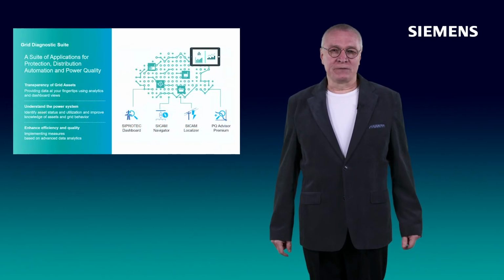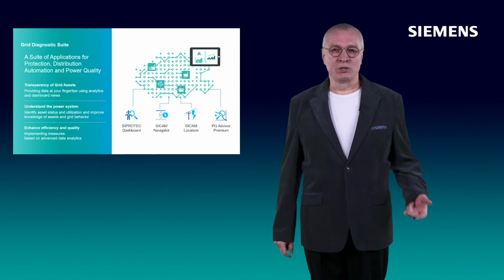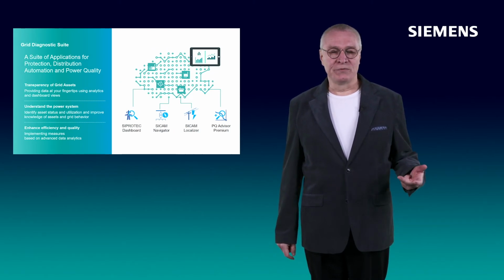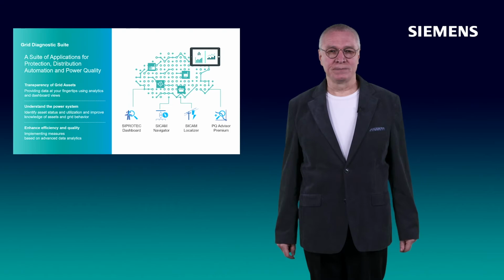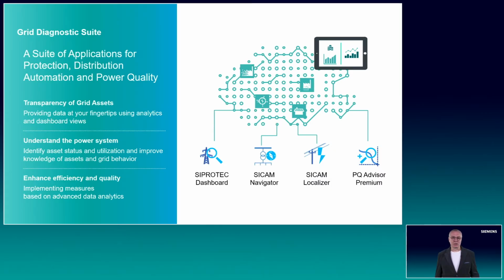There are a lot of off-the-shelf applications available, which are designed to run on cloud environment, like on MindSphere operated by Siemens. How this works, we will touch during the course of the presentation. For energy automation, off-the-shelf, ready-to-use applications are available under the umbrella of the Grid Diagnostic Suite. These applications are cProtect Dashboard, CCAM Navigator, CCAM Localizer, Power Quality Advisor Premium. Their focus is on grid assets transparency, to understand the utilization of the power system and to enhance thereby efficient grid operation and quality of service.